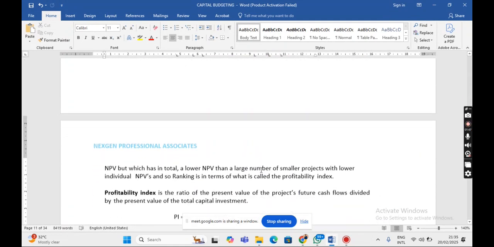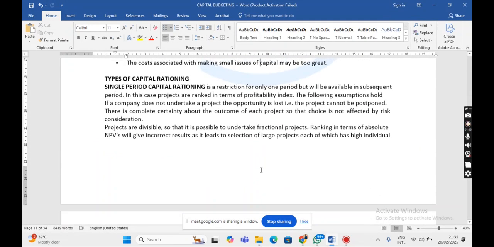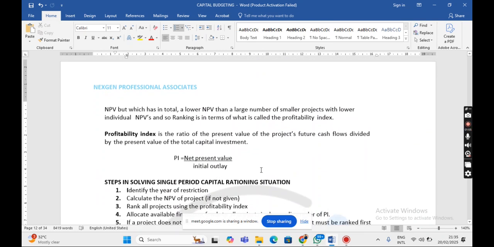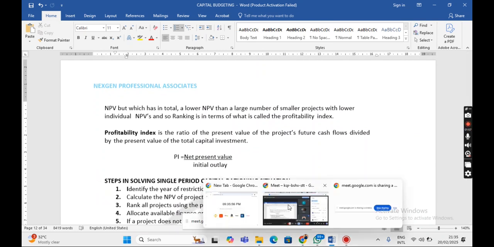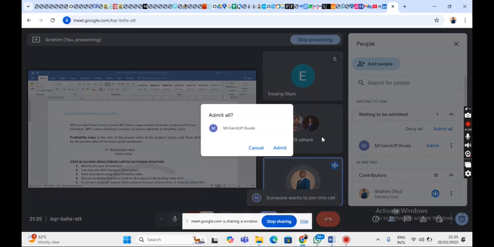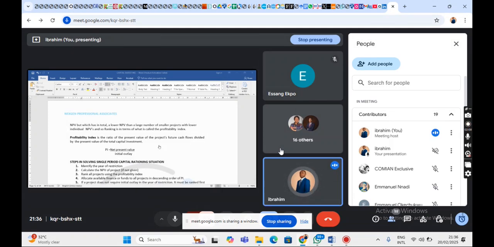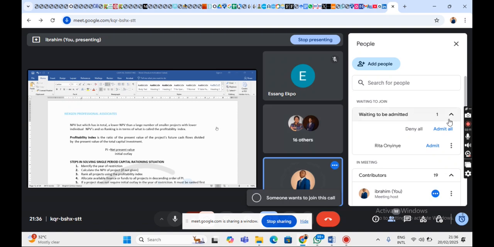So there is what we call the profitability index, right? I've explained divisible projects, indivisible projects, dependent projects, independent projects, right? And these are the words, the language rather, you will see in capital rationing. And I've equally explained why they are important in capital rationing.